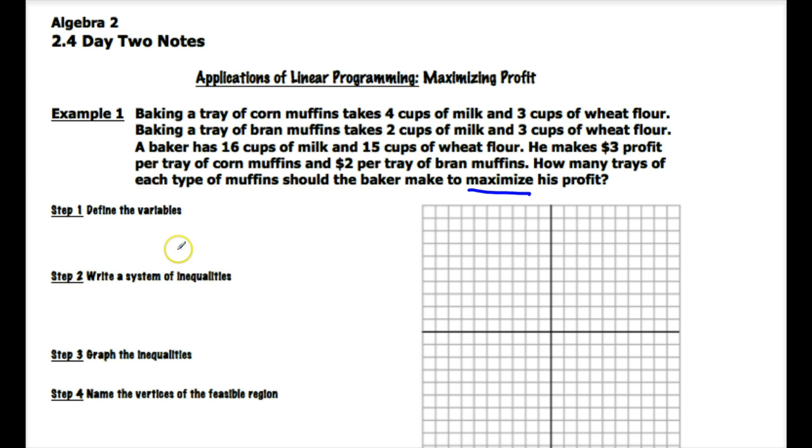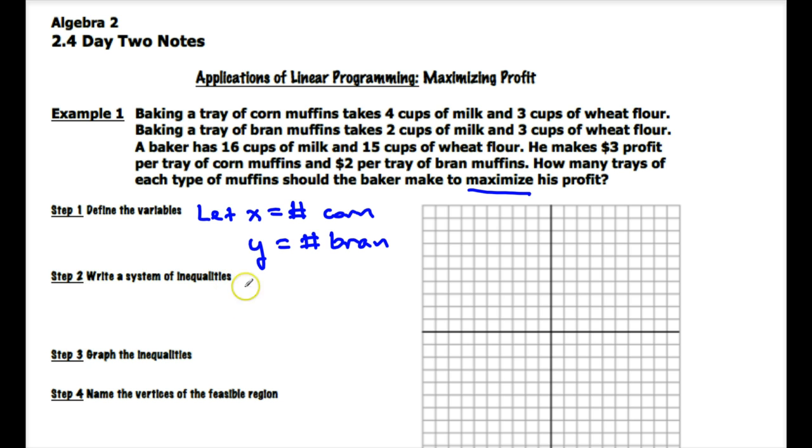So in this problem, like all word problems, we're going to start out by defining our variables. We're trying to find how many trays of each type of muffin we're going to make. Since we have two types of muffins, we're going to use two variables. We'll let x be equal to the number of trays of corn muffins, and y can be equal to the number of trays of bran muffins.